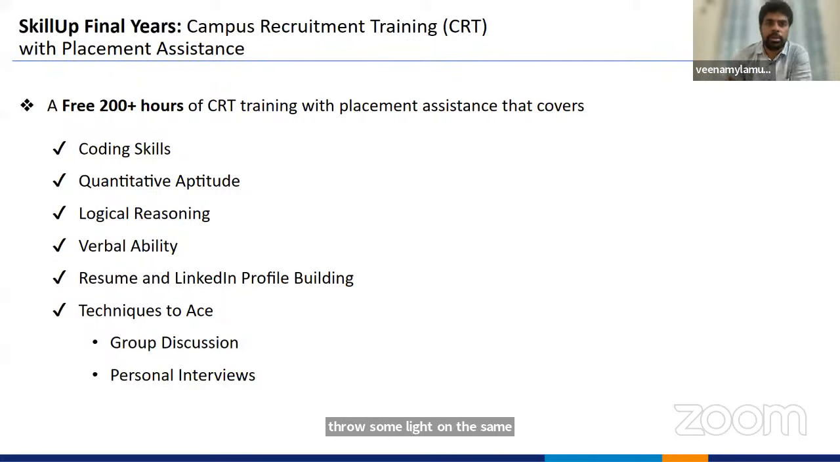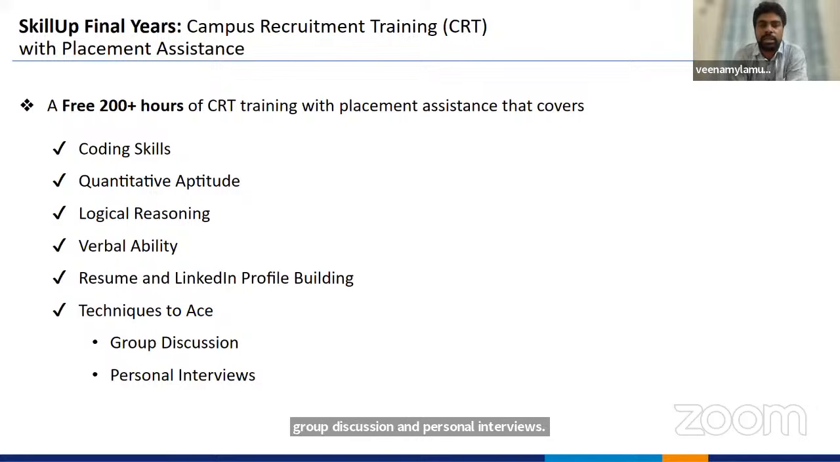See, many people are having doubts regarding the course and they are expressing their doubts. Even yesterday and today, they were asking Nitya and Amar regarding the course details. Coming to the course details, it will be around 200 hours of CRT training. In this, we'll be discussing coding skills, quantitative aptitude, logical reasoning, verbal ability, and they'll also guide you in resume building, group discussion and personal interviews.